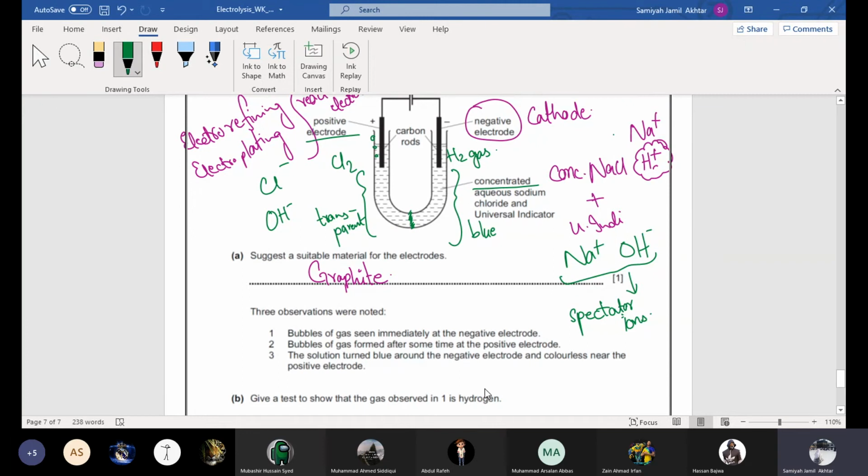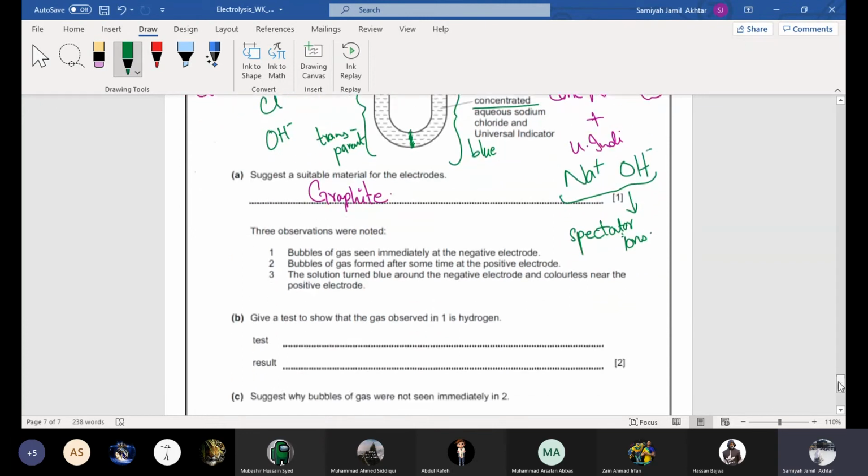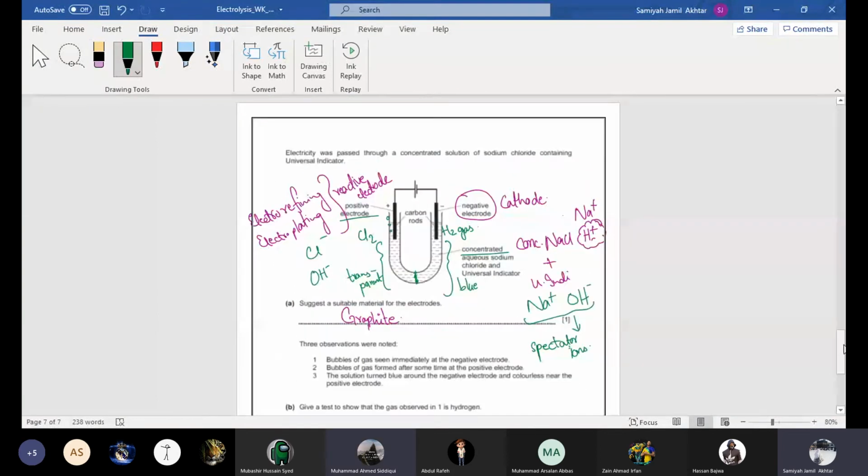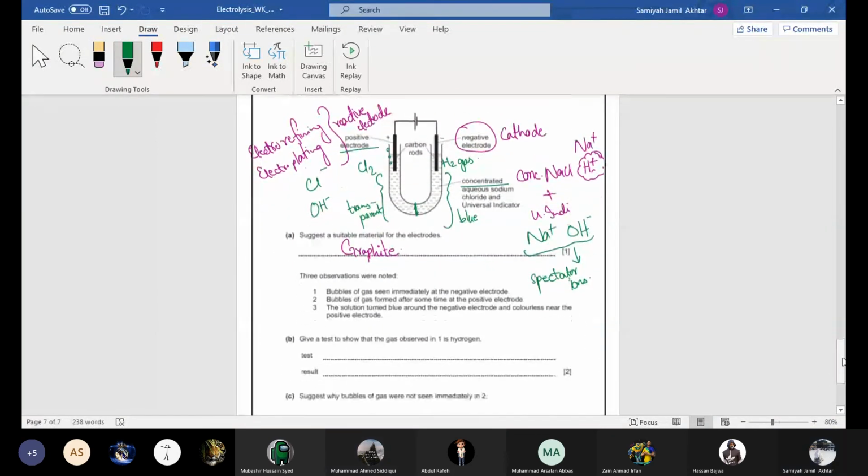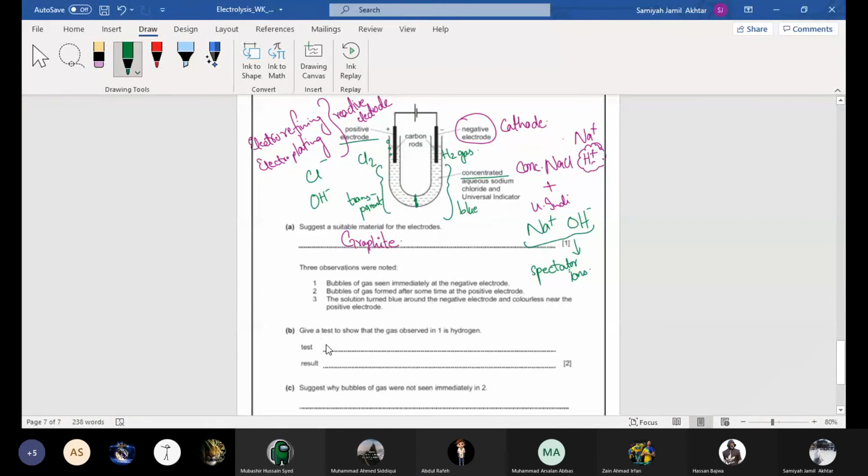Where is the sheet? Yeah. So the first question is, give a test to show that the gas observed in one is hydrogen. Ma'am, lighted splint and popping sound. The result is a popping sound and the test is a lighted splint. Yes, bring a burning matchstick or lighted splint near the gas, and the result is that it gives a popping sound, or it relights with a pop sound. Anything you can write.